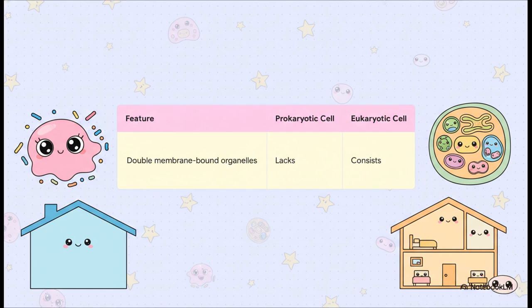And here's the divide in the simplest terms I can think of. Prokaryotic cells, they don't have these specialized internal rooms. Eukaryotic cells, on the other hand, are full of them. A good way to picture it is to compare an open-plan studio apartment to a big house that has lots of different rooms. A kitchen, a bedroom, a workshop, each with its own specific purpose.